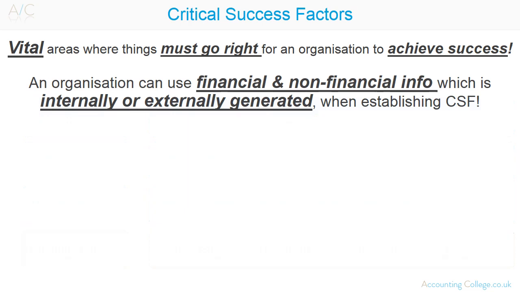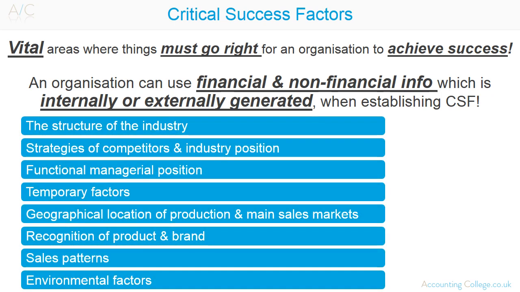An organisation can use financial and non-financial information, which is internally or externally generated, when establishing critical success factors, such as the structure of the industry. Characteristics of the industry itself may determine critical success factors. For example, with the car industry, having an effective dealership network is critical.